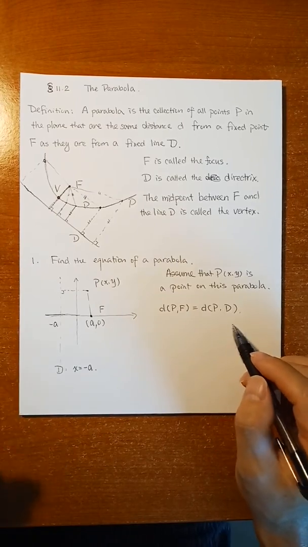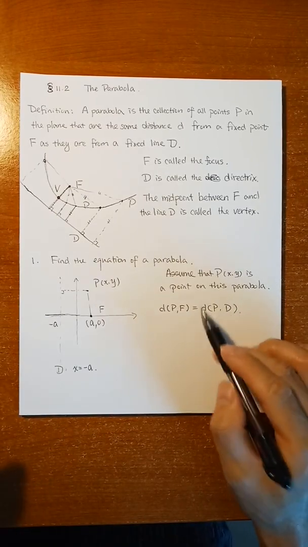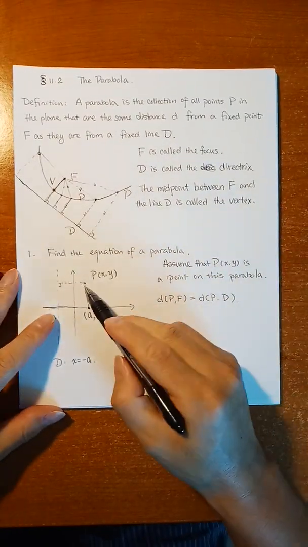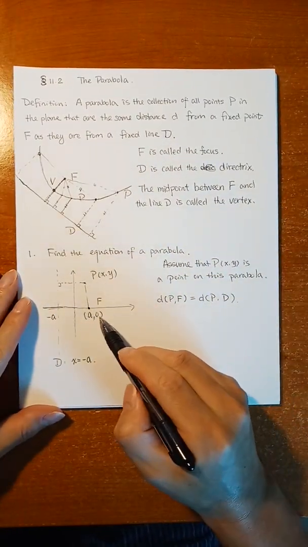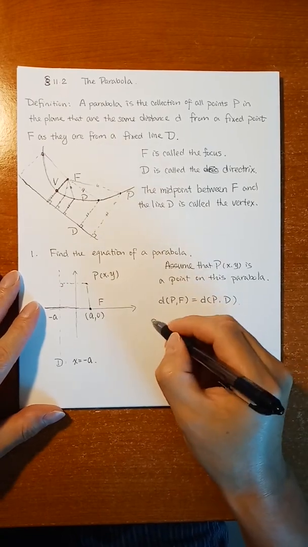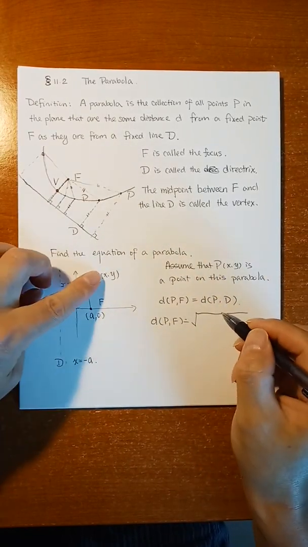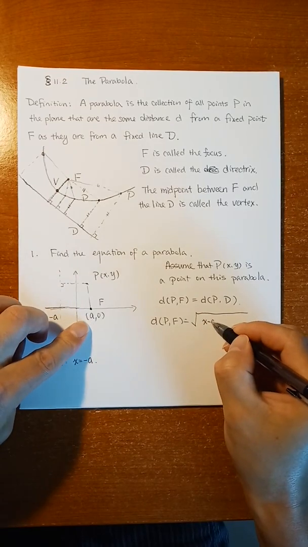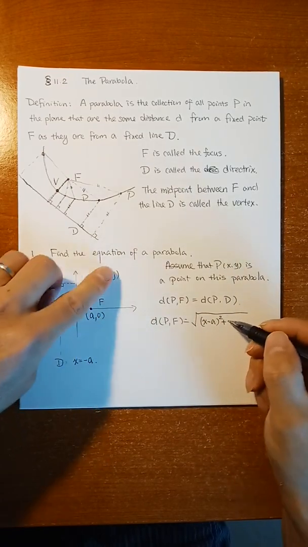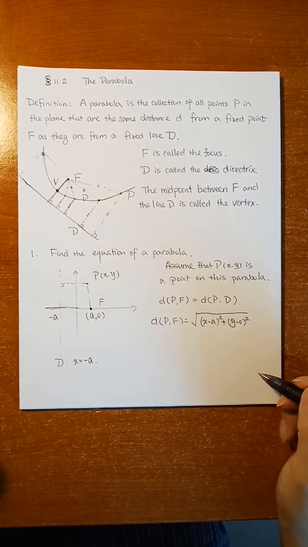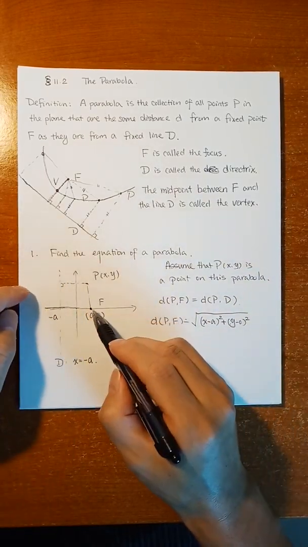We need to use this condition to find the equation. You have a point x, y. You have a point A, 0. What is the distance? dPF is the square root of x minus x coordinate squared, y minus y coordinate squared. This is the distance between P and F.